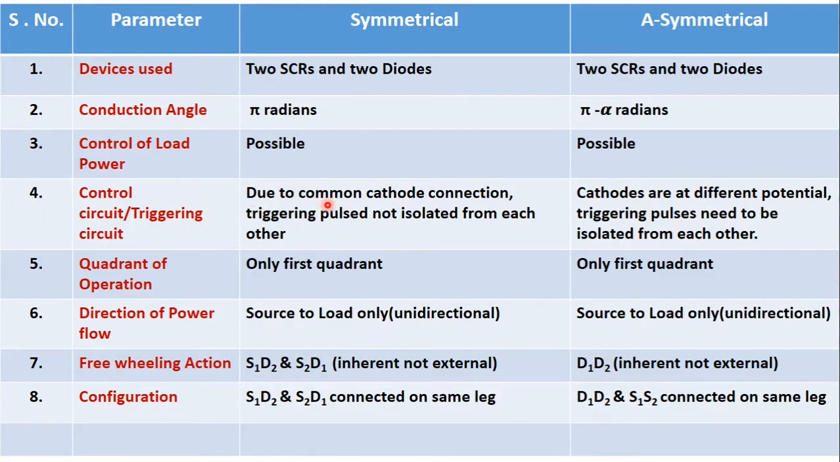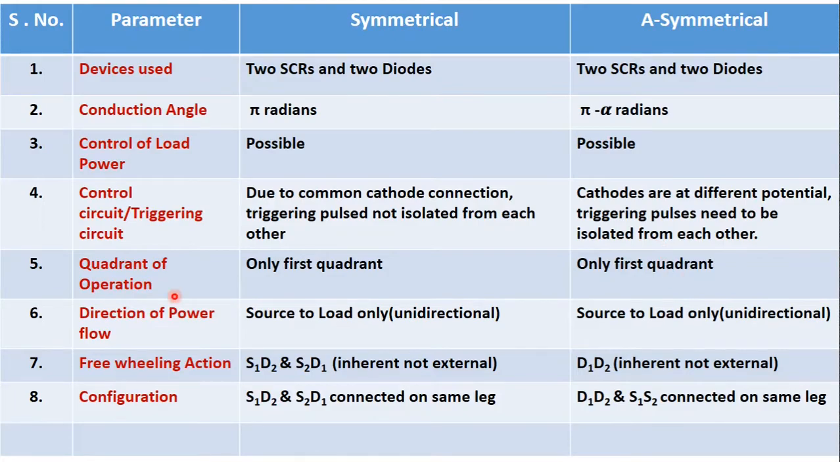Fourth one is control circuit or triggering circuit. In the symmetrical configuration, the SCRs which are connected in the bridge configuration have a common cathode connection. Therefore, triggering pulses need not be isolated from each other. That means in the symmetrical configuration of semiconductor, both the SCRs can be triggered simultaneously to drive them into on state. Whereas in the asymmetrical configuration, both the cathodes of SCR1 and SCR2 are at different potential. Therefore, triggering pulses need to be isolated from each other.